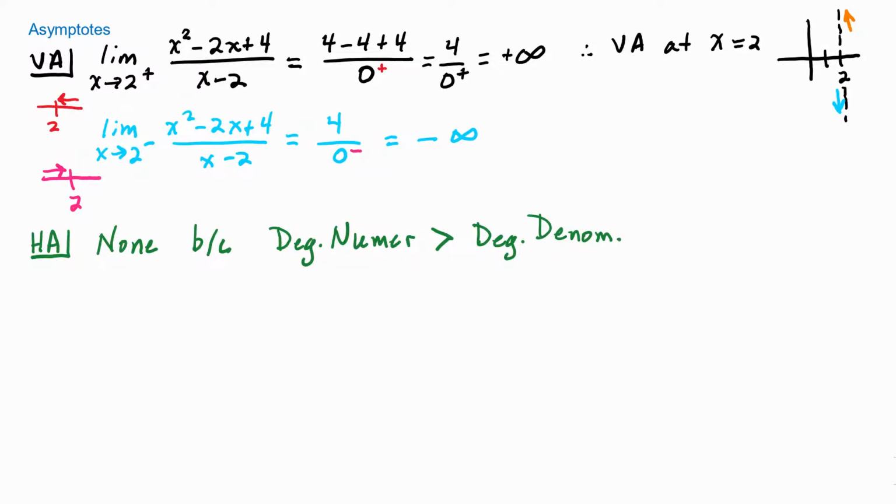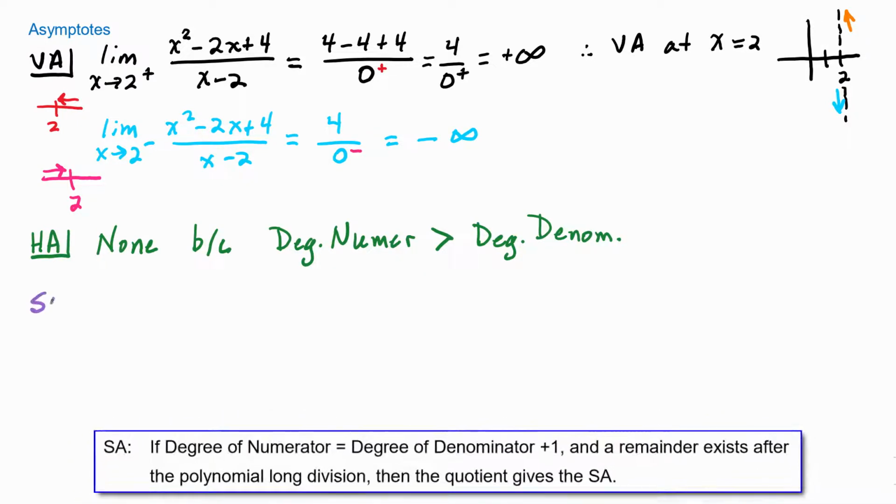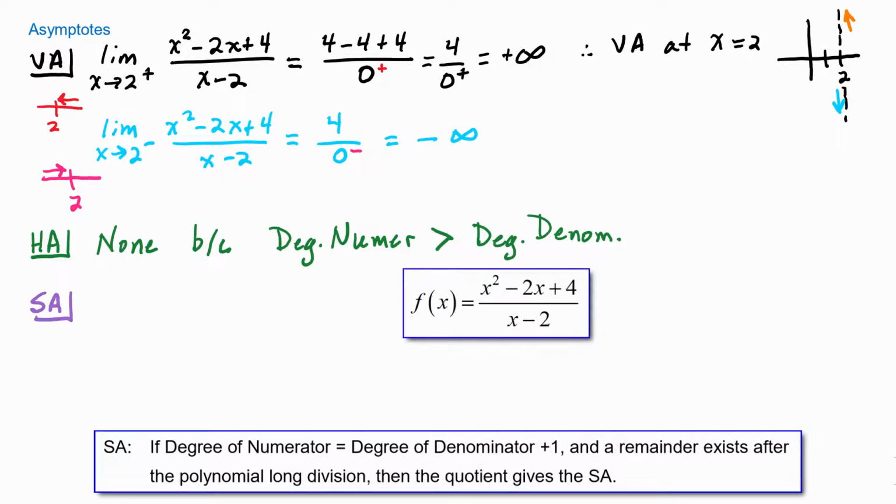Now we can check for slant asymptotes, and we know the condition needed for that is that the degree of the numerator is exactly 1 more than the degree of the denominator, which is the case we have. 2 is exactly 1 more than 1.